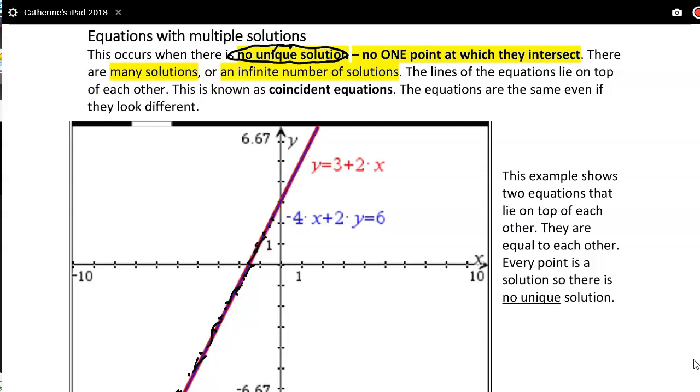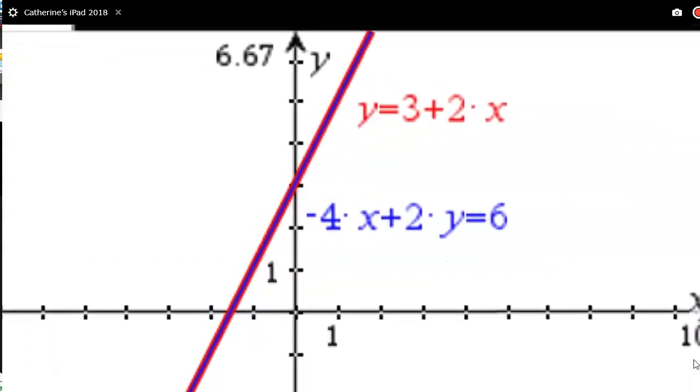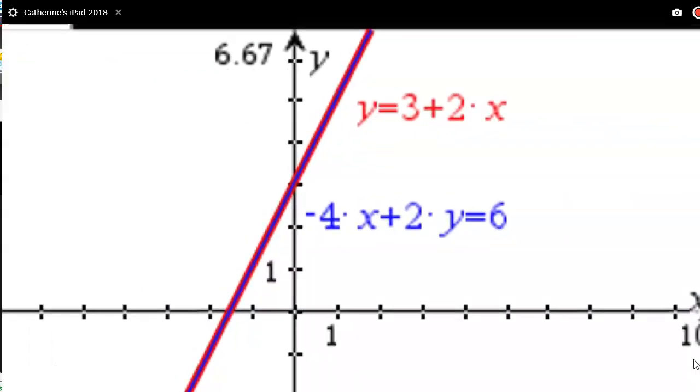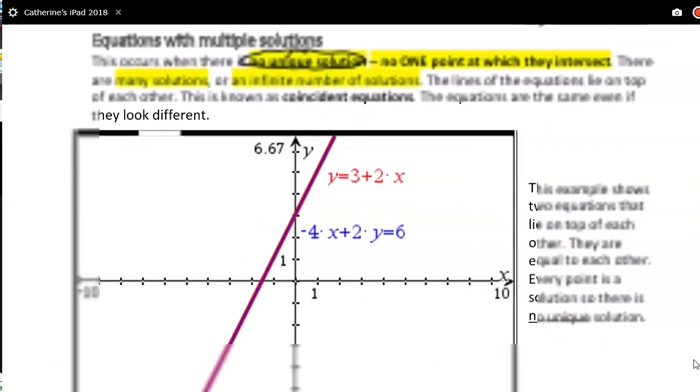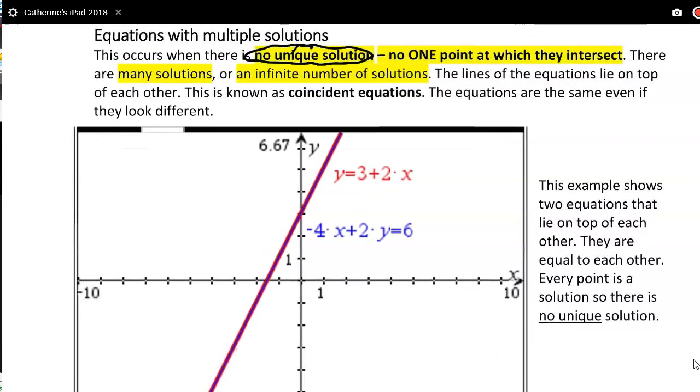And I'll just erase all that. Now, if you can see here, I've got my equations, a red one and a blue one. Might be a bit tricky to see, so I'll just see if I can zoom up a little bit. There we go. You can see that they actually lie on top of each other. And can you see why they lie on top of each other? If you said that they are the same equation, you'd be correct.